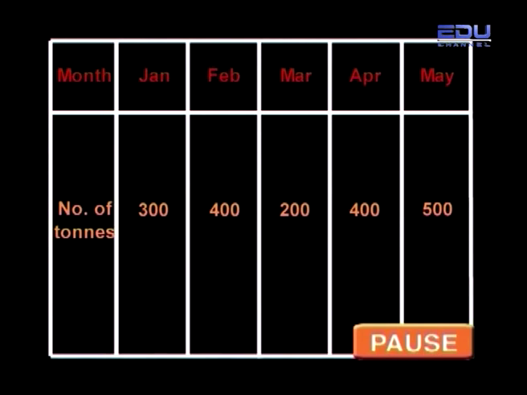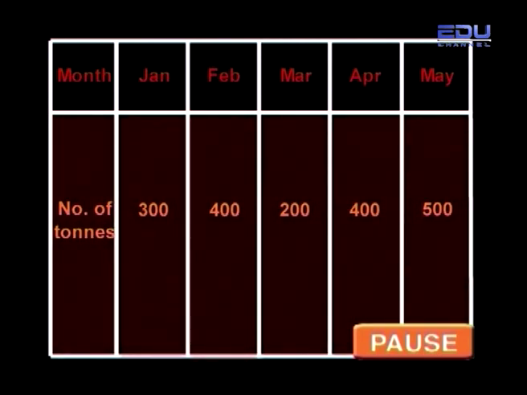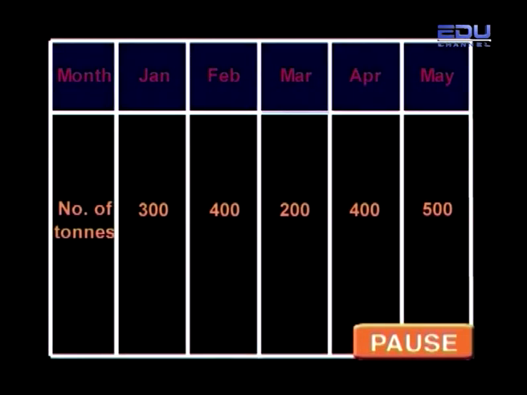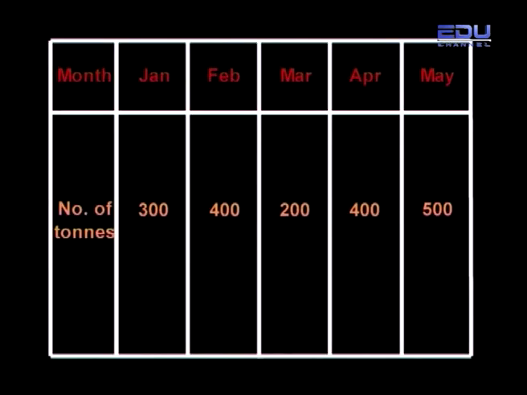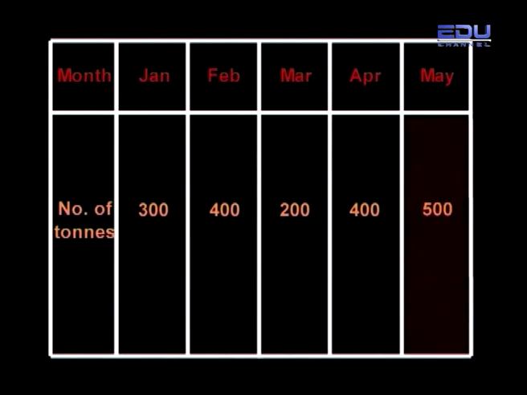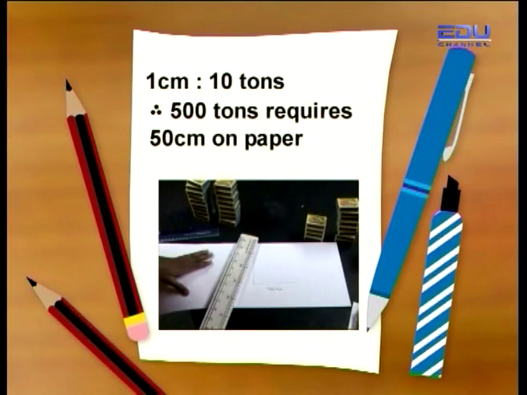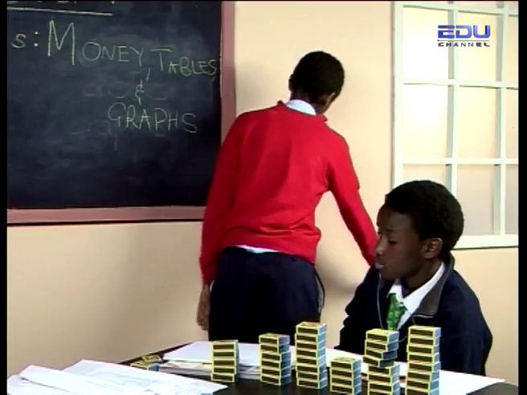We would need to represent the number of turns on one axis and the months on the other axis. We can put the number of turns on the vertical axis and the months on the horizontal axis. The number of turns is in hundreds and the highest number is 500. If we use 1 centimeter on the vertical axis to represent 10 turns, the highest value will then be 50 centimeters. That's too long. 50 centimeters won't fit on the paper.